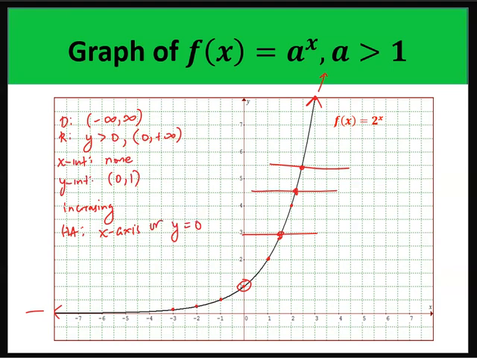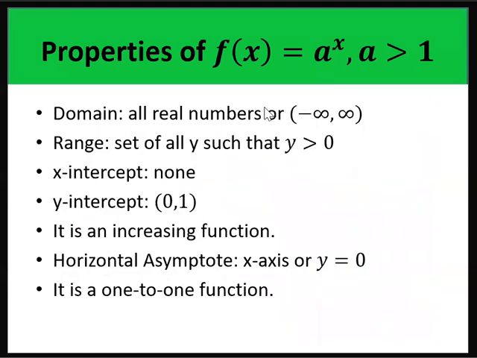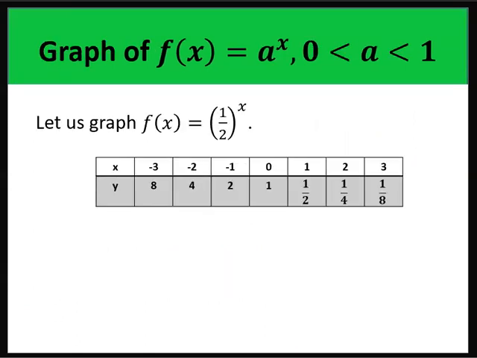Now next, let's consider this time the graph of f of x is equal to 1/2 raised to x. Again, these are the properties that were listed down in the previous slide. So now, if we have f of x is equal to 1/2 raised to x, and using a table of values, we have the following ordered pairs.